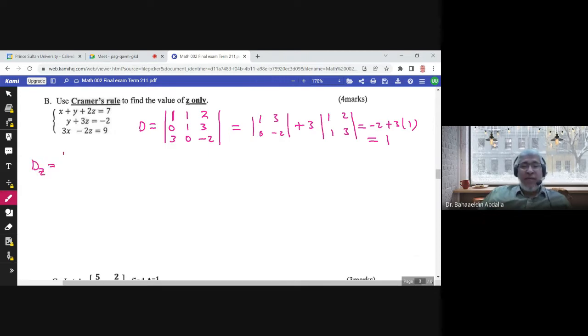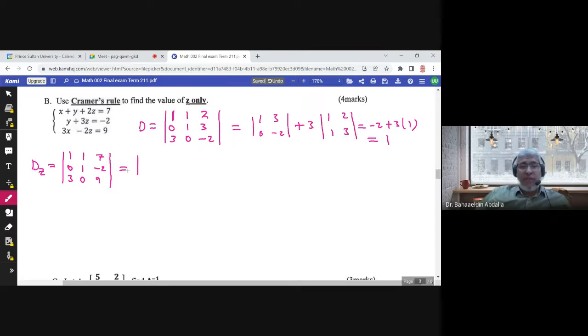And to find z, we find D sub z. And the determinant of z, we write the coefficients of x and the coefficients of y, but we change the column of z by the constant numbers, okay? At the right hand side. And to find this determinant, I'll do the same.